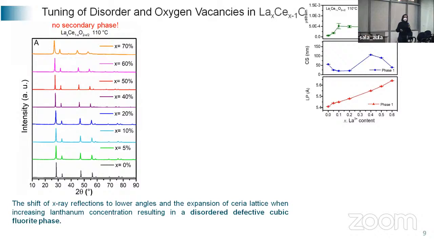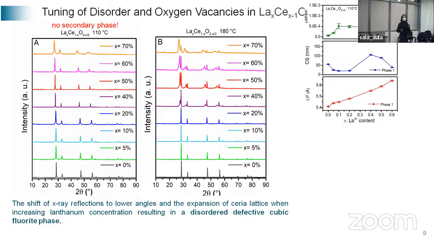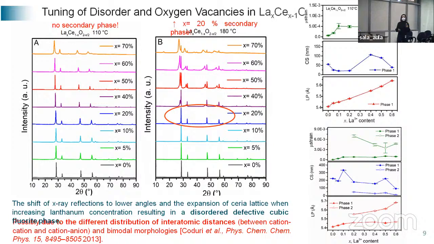Even for high doping concentrations, it's interesting that for the 110 degree series no secondary phase is formed, but we can notice an increase in the lattice parameter that results from a disordered defective fluorite phase. For the series at 180 degrees, after 20%, a secondary phase was found. This can be related to the morphology, because we have cubes and then a mix of cubes and nanorods, and also to the interatomic distances.